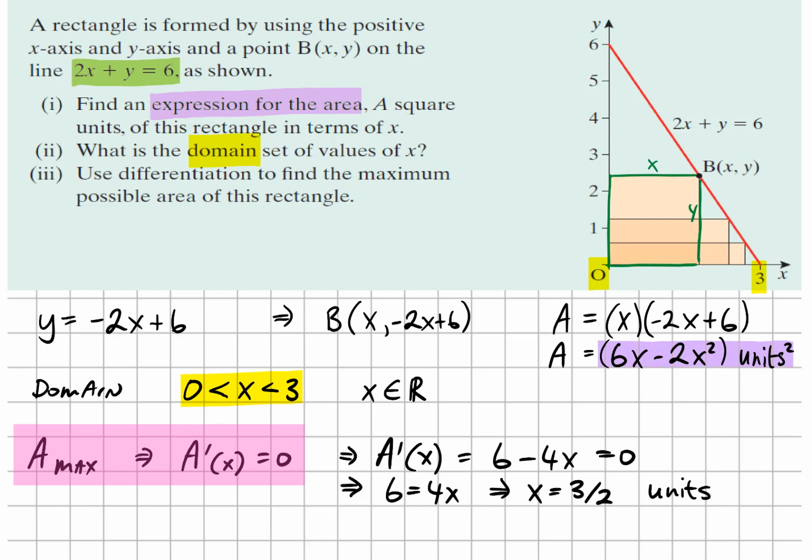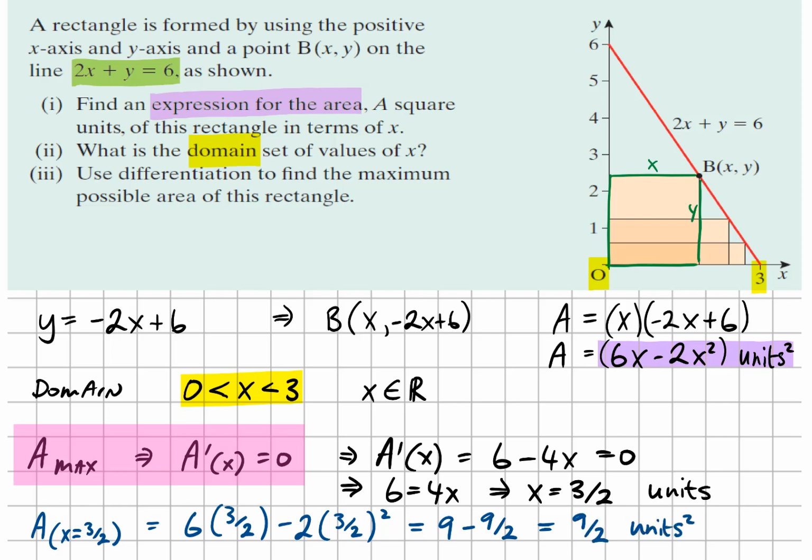Now we want to express this in terms of the area. If x is 3 over 2 units, what would the area be? So we sub this 3 over 2 back into our area expression. You could use a calculator to evaluate this. And we see the answer is 9 over 2 units squared, or 4.5 units squared if you wish.